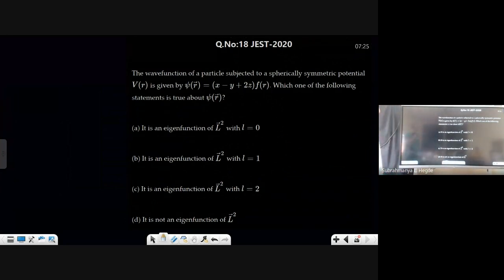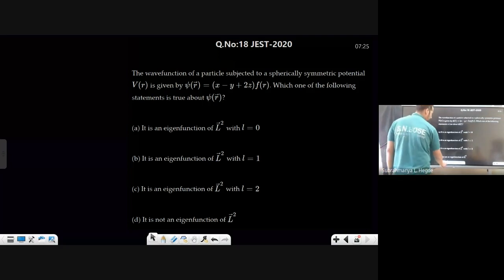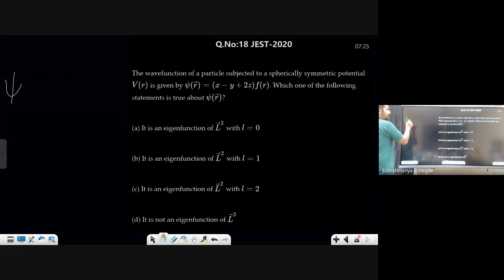So a wave function of a particle subjected to a spherically symmetric potential V of r is given by psi equal to x minus y plus 2z into f of r. We have seen this kind of thing, isn't it? Which one of the following statements is true?